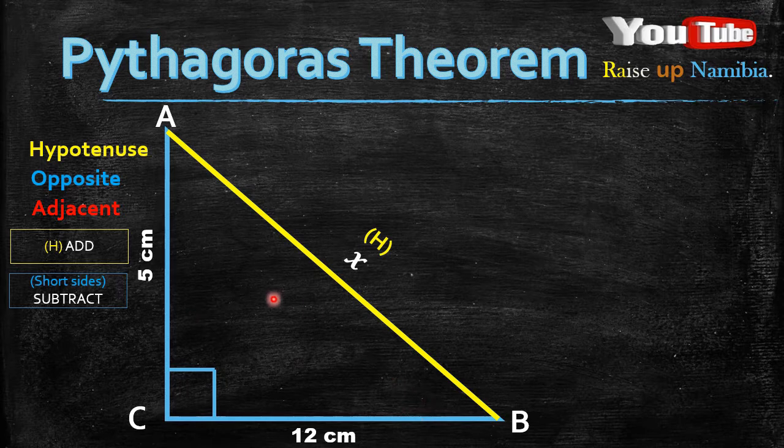Now that our triangle has figures, what if I asked you to calculate the length of AB, which means this line? Now the first thing you want to do is check, do you have two sides given? Yes. Our AC, which is this side, is 5 centimeter, and our BC, which is this side, is 12 centimeter. So two sides are given, meaning we can use the Pythagoras theorem.